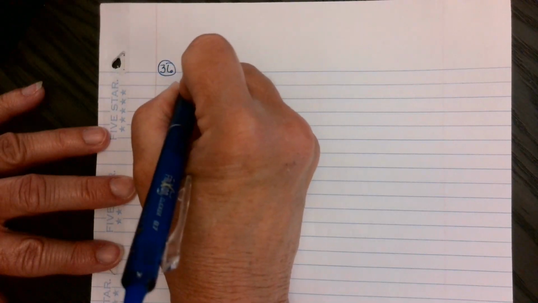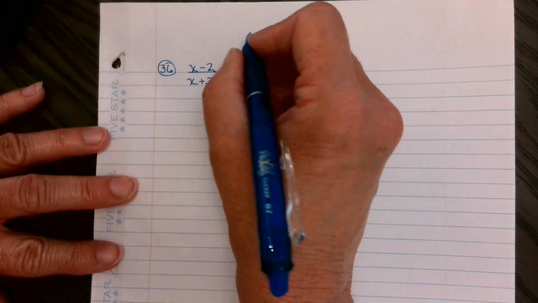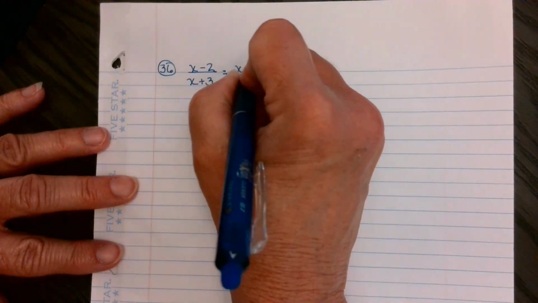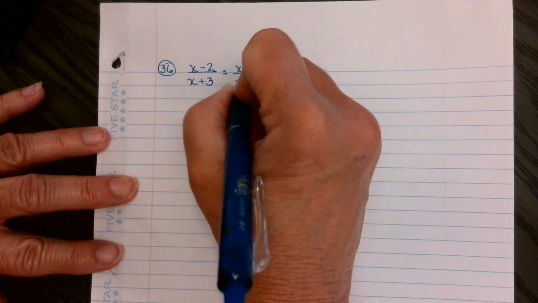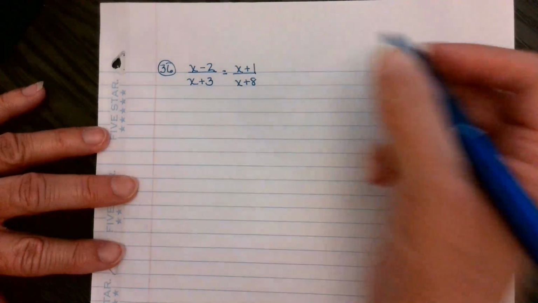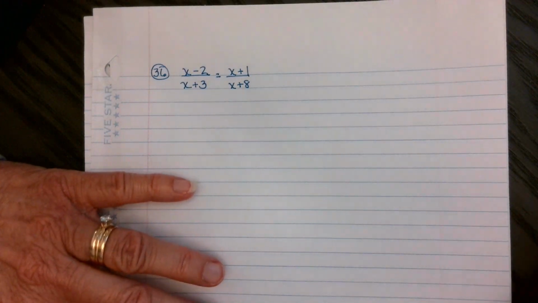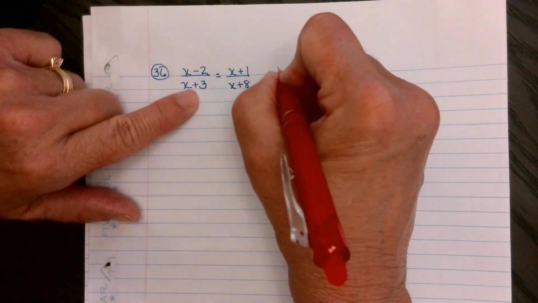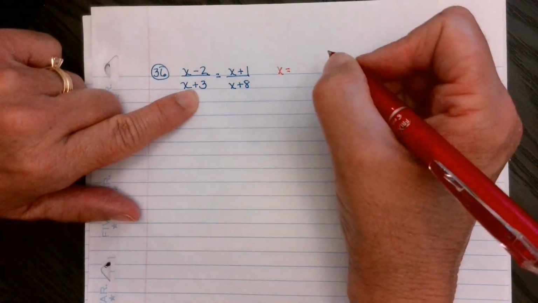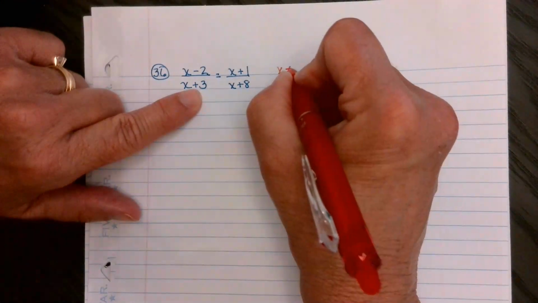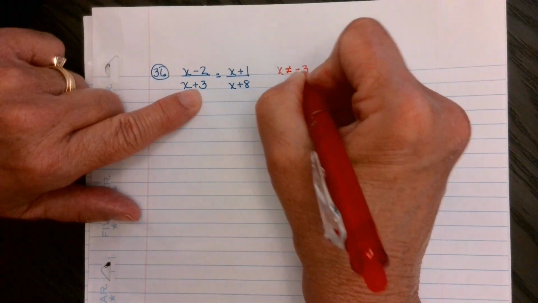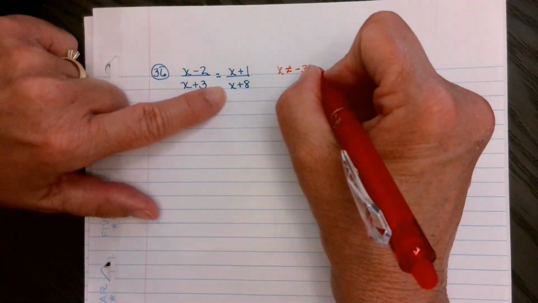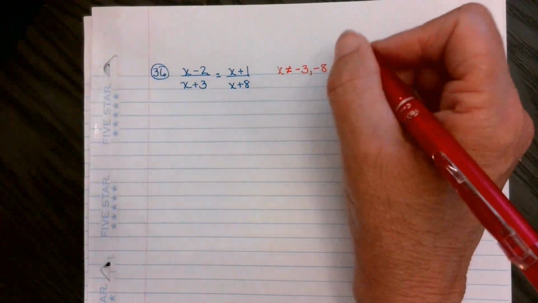x minus 2 over x plus 3 equals x plus 1 over x plus 8. Okay, again, we have fractions. We don't like it. Let's get rid of them then, okay? So, before we forget, I always am bad about this, but x cannot equal negative 3, and x cannot equal negative 8.